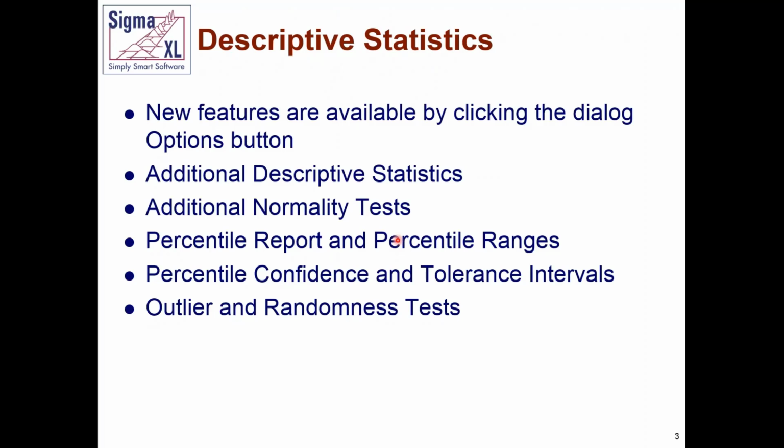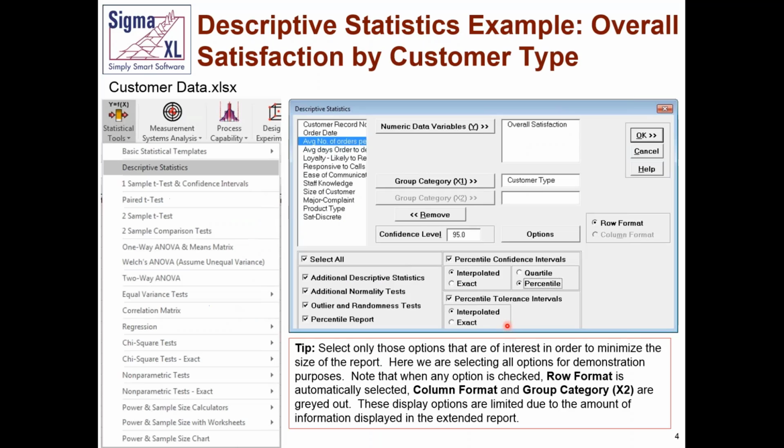Under descriptive statistics, the new features are available by clicking the dialog options button. So that keeps it clean. When you click the options, you are presented with the new features in version 8. So we have checkboxes for additional descriptive statistics, additional normality tests, percentile report and percentile ranges, percentile confidence and tolerance intervals, and outlier and randomness tests.